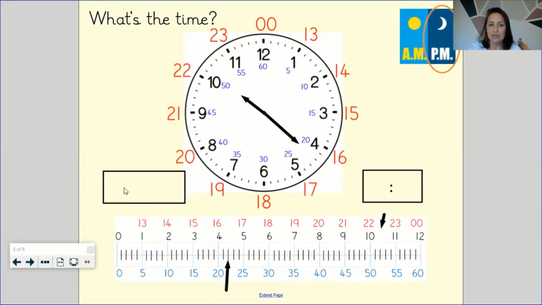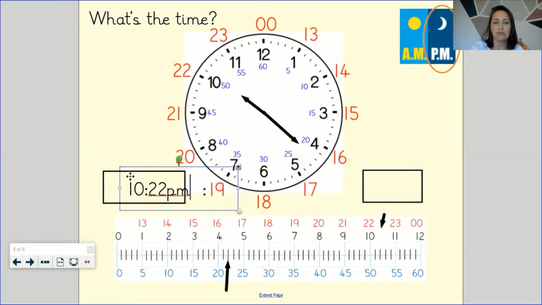So I'm going to write it in its PM form here. So it'll be 10. And then the minute hand is pointing at 21, 22. You see it down here really clearly, 21, 22. So 22, and we put PM just so it's really clear it's a PM time.